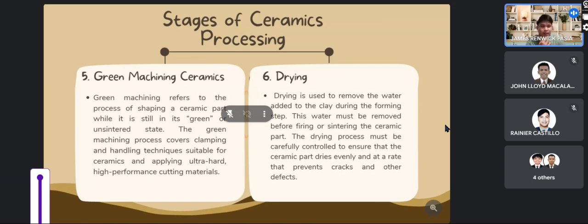Sixth stage will be drying. Drying is used to remove the water added to the clay during the forming step. This water must be removed before firing or sintering the ceramic part.